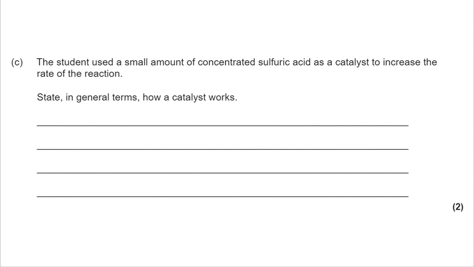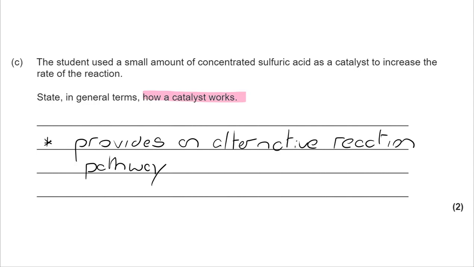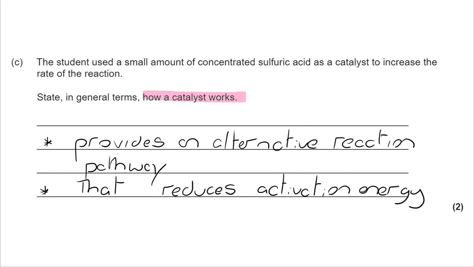A student used a small amount of concentrated sulfuric acid as a catalyst to increase the rate of reaction. State in general terms how a catalyst works. This is such an important question because you can be asked about catalysts in two ways. You can be asked for a definition or you can be asked how they work. We want, for how it works, that it provides an alternative reaction pathway and that lowers the activation energy. If asked for the definition, it would be speeds up the rate of the reaction, but does not get used up in the reaction. You've got to get those pairs the right way around.